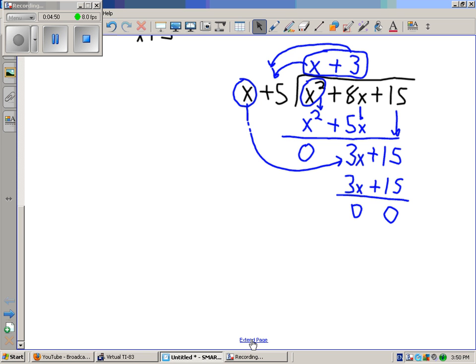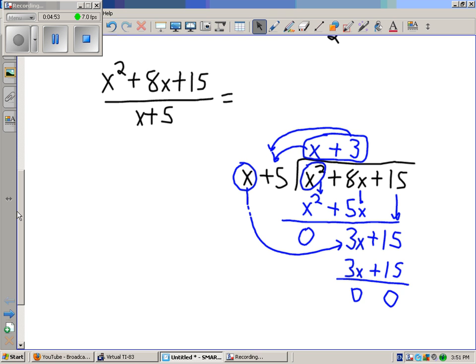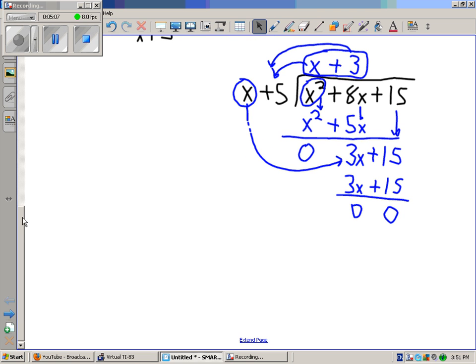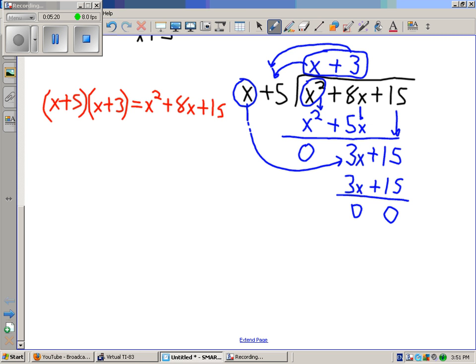So scrolling back up, x squared plus 8x plus 15 divided by x plus 5 is x plus 3, with no remainder. If we multiply this out, what we would get is x plus 5 times x plus 3 is equal to x squared plus 8x plus 15, which is what we would expect from being able to FOIL that out in the first place. So this confirms the technique we're using here.